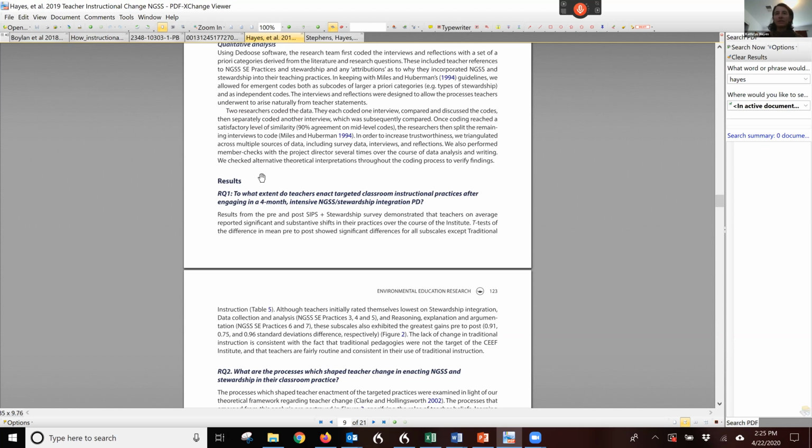So, here you can see results, that's the findings. I'm gonna change so I can highlight things. And the first research question is, to what extent do teachers enact targeted classroom practices after engaging in the PD? So I'm using a self-reported survey to talk about the extent to which they enact, and it's a pre-post, all right?